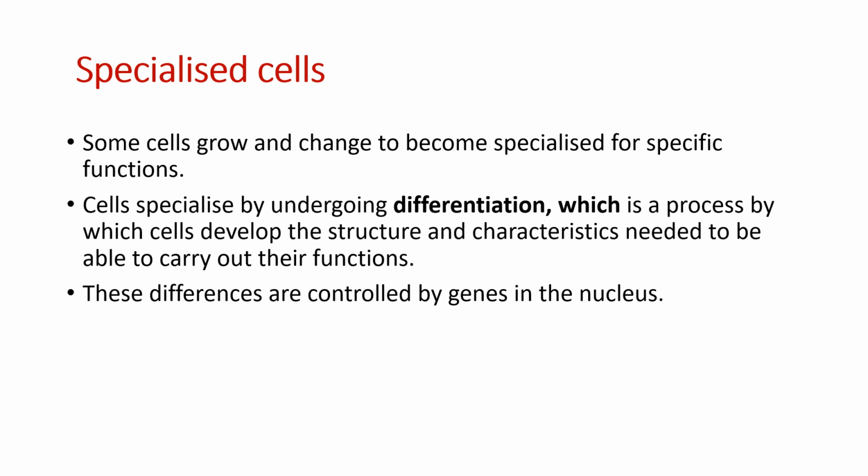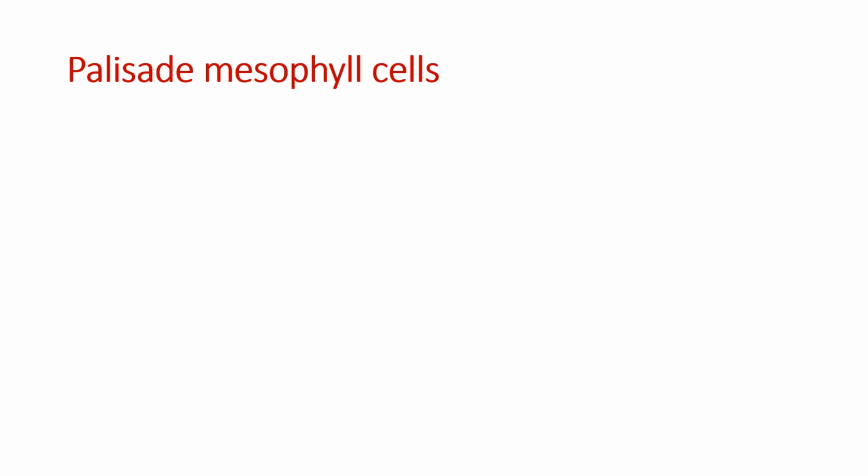Cells specialize by undergoing differentiation, which is a process by which cells develop the structure and characteristics needed to be able to carry out their functions. These differences are controlled by genes in the nucleus. Let's look at two specialized cells found in plants.